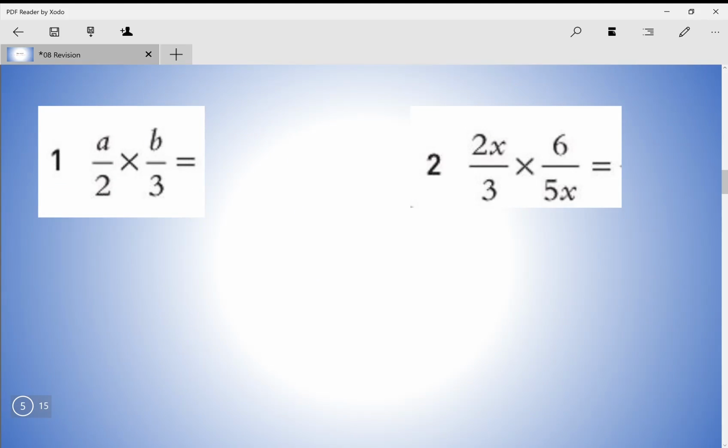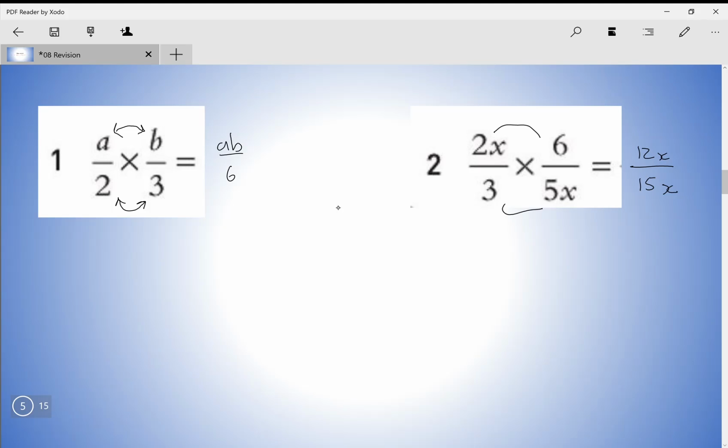Now, multiplying algebraic fractions is a bit of a simpler scenario because all we do when we multiply algebraic fractions is we multiply the top by the top and we multiply the bottom by the bottom. So in this case, we just end up with ab over 6. And again over here, it doesn't matter if you have pronumerals on the top or the bottom. We just multiply top with top and bottom with bottom. So 2x times 6 is 12x. And 3 times 5x is 15x.